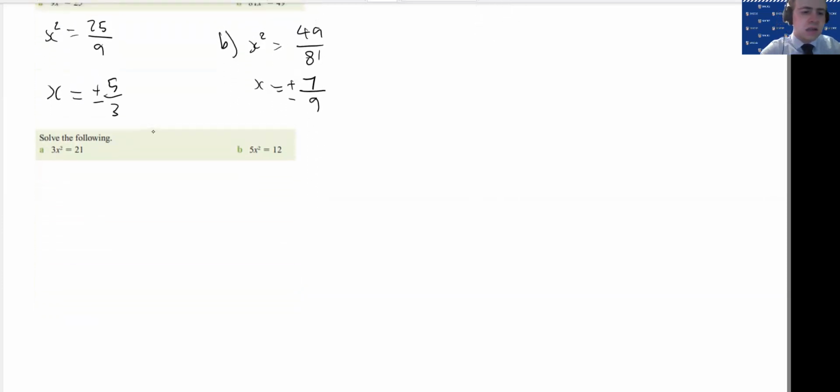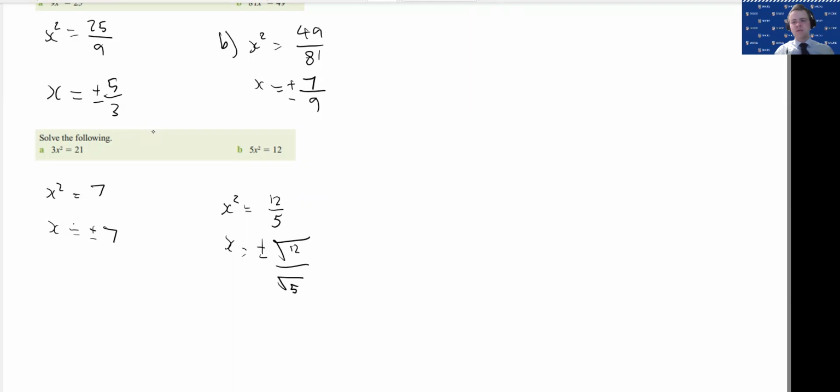Last things here. We do 21 divided by 3, we get 7. And then we square root both sides. We get plus or minus 7. This time we're going to get 12 on 5. And then we square root both sides. We get plus or minus the square root of 12 on the square root of 5. We can't simplify those ones, so we just leave it like that.